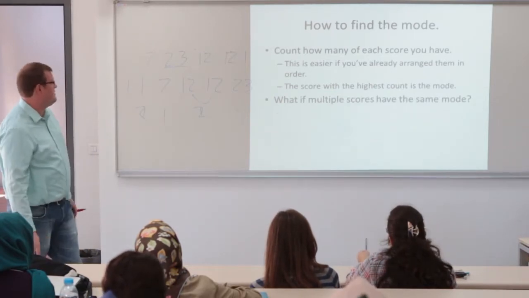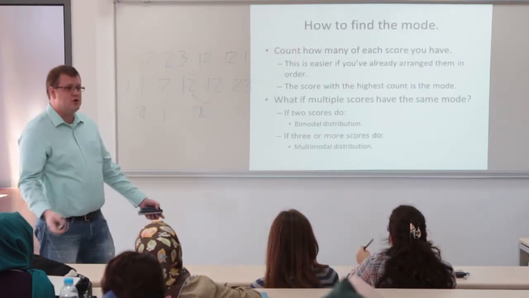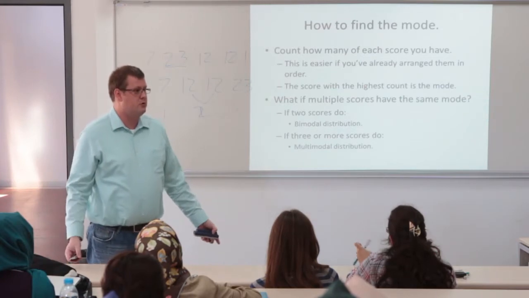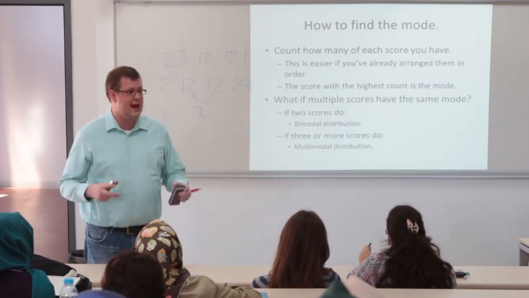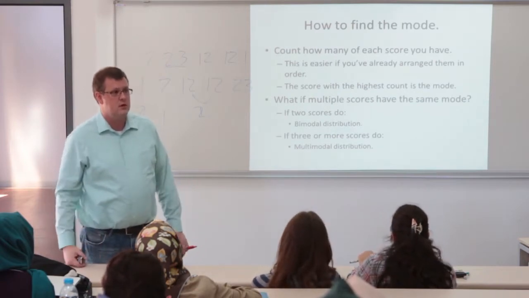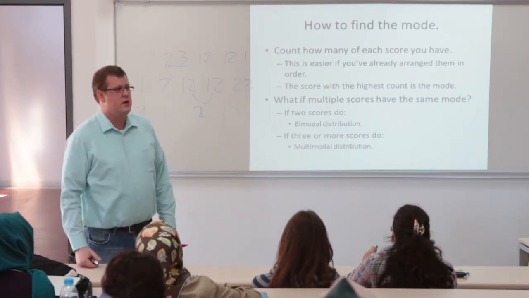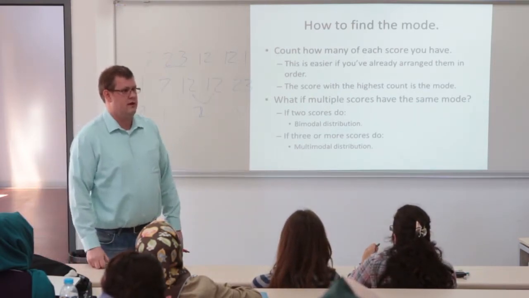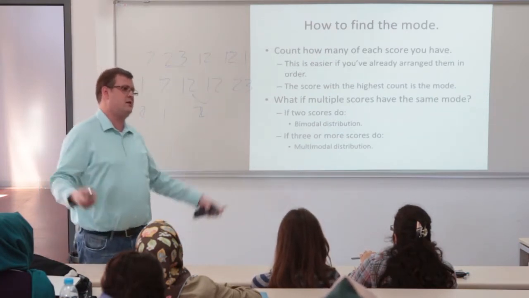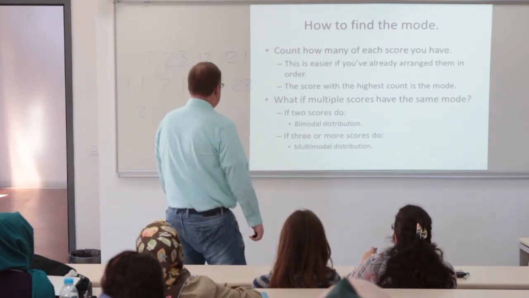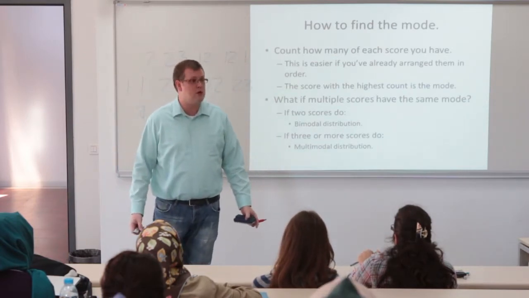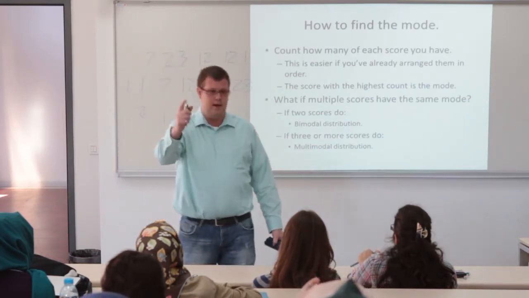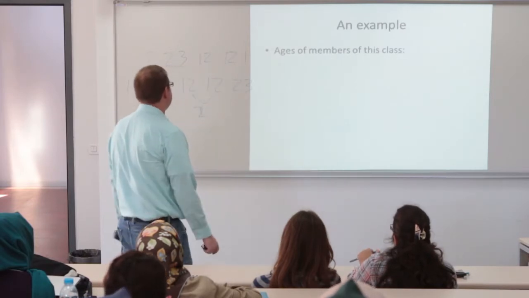If multiple scores have the same mode, if two scores do, you call it a bimodal distribution. There are two modes. If you have 3 or more scores that have the same counts, that's the highest count, you just call that multimodal. So you have 10 scores with the same, and it's just a multimodal. Most of the distributions we're going to be working with are going to be unimodal. Uni meaning 1.